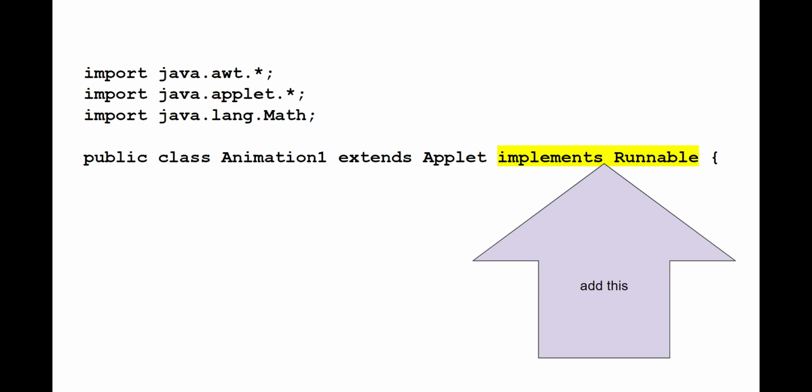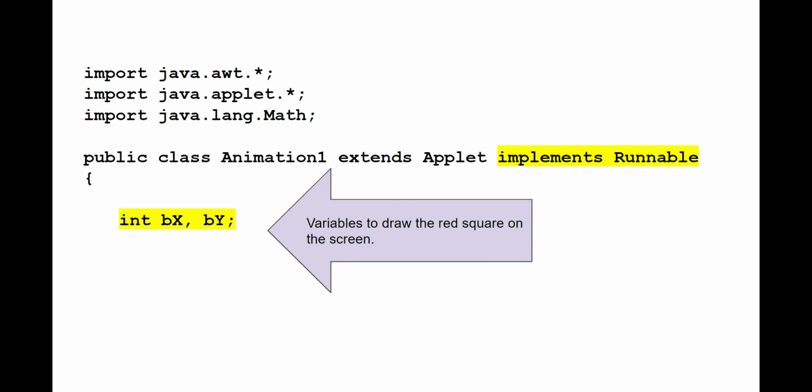All right, so the first thing that you need to notice is that there's this new term, implements Runnable, that's added to Applet. You need this term in order to do animation. Everything else stays the same. Next, in order to make a red square move across my screen, I've created two variables. In this case, I've called them bx and by. You can call your variables anything you want. They need to be integers.